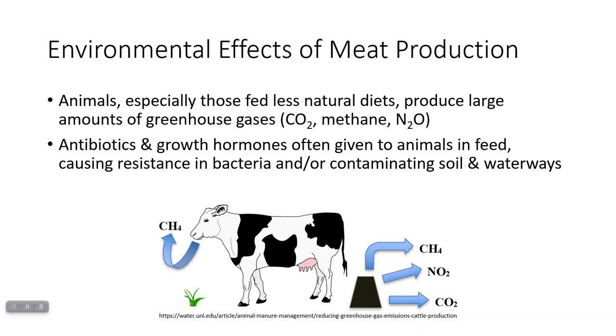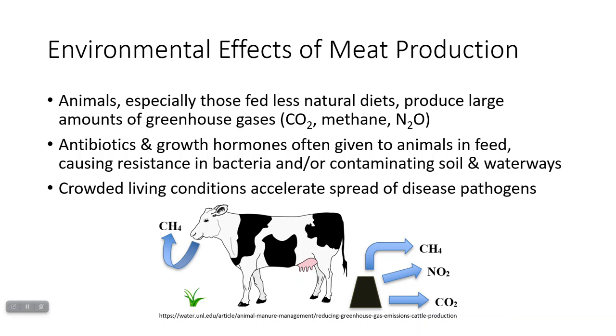And then a lot of animals, especially in CAFOs, are fed antibiotics or growth hormones, and that can lead to antibiotic resistance, and that can also cause contamination of soil and the waterways in the area. And then the crowded living conditions allow diseases to spread very easily. By the way, when you see nutrient rich stuff contaminating waterways, you should always think eutrophication. And if you don't know what eutrophication is, it was covered in the impacts of agriculture notes, so go look those up.